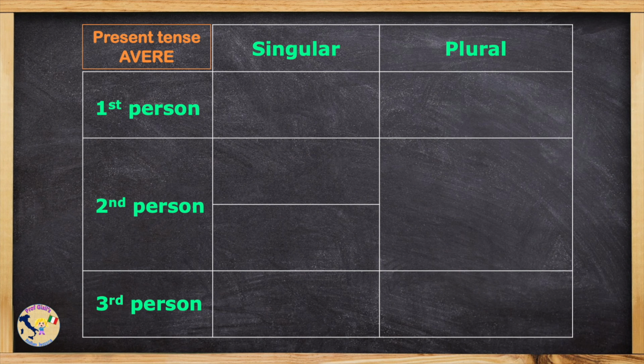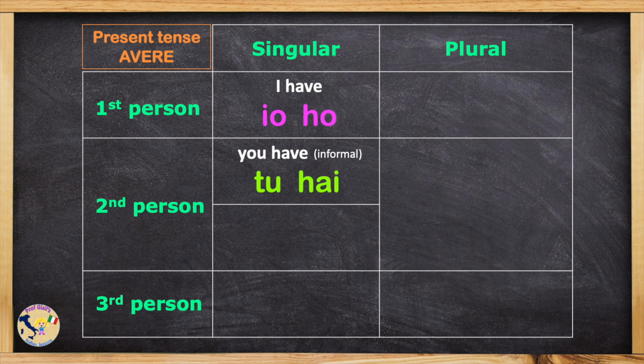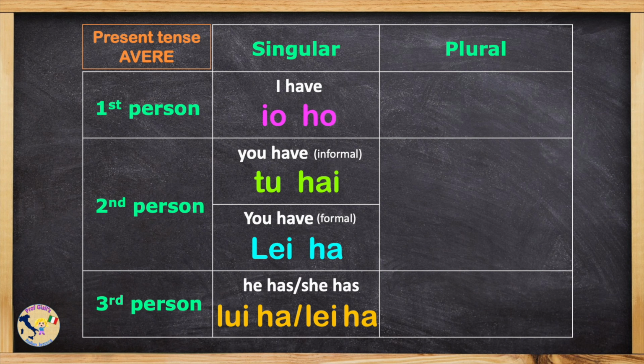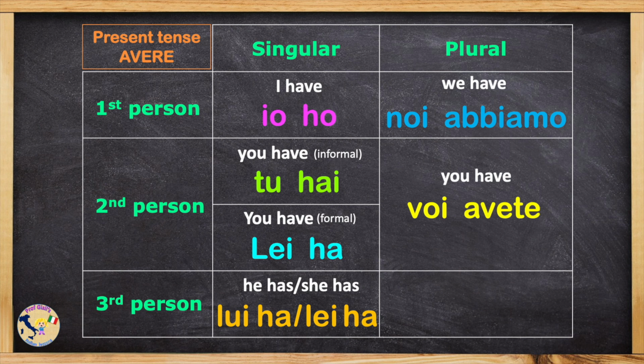And here is the full conjugation of the present indicative of verb avere. Io ho. Tu hai. Lei ha. Lui ha. Lei ha. Noi abbiamo. Voi avete. Loro hanno.